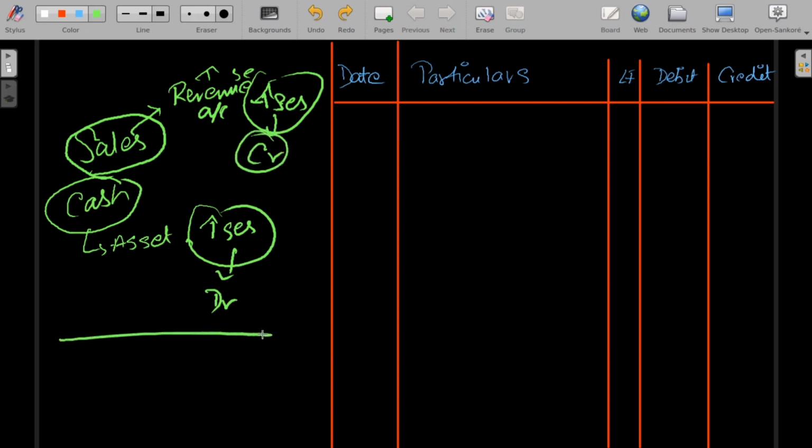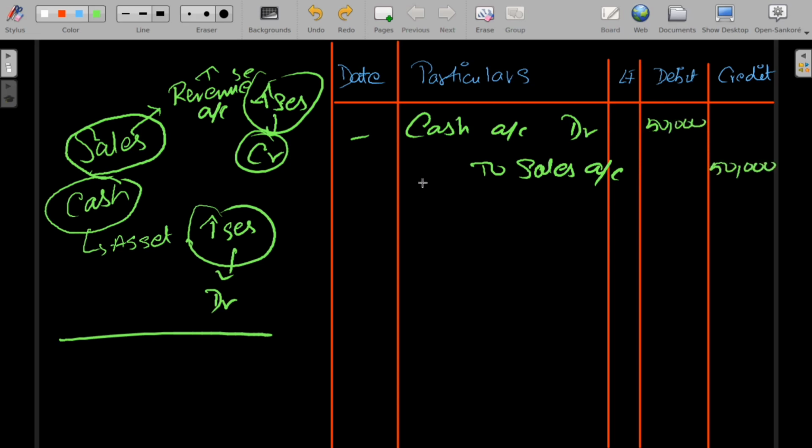Thus, the entry would be simple: cash account debit to sales account. The amount given is 50,000. So you debit 50,000 over here and you credit 50,000 over here. And the narration would be, this is very important, being goods sold for cash.